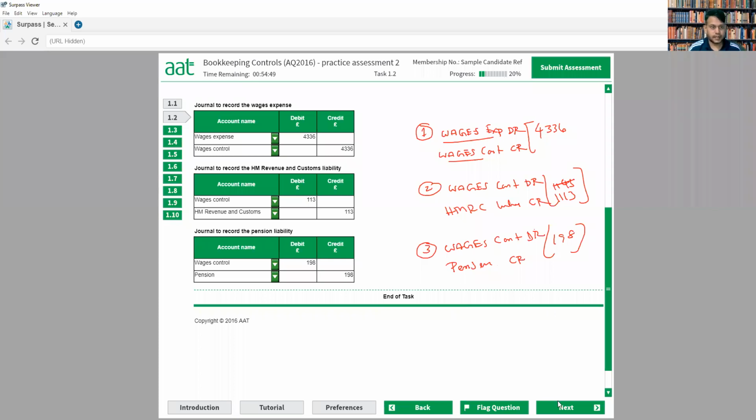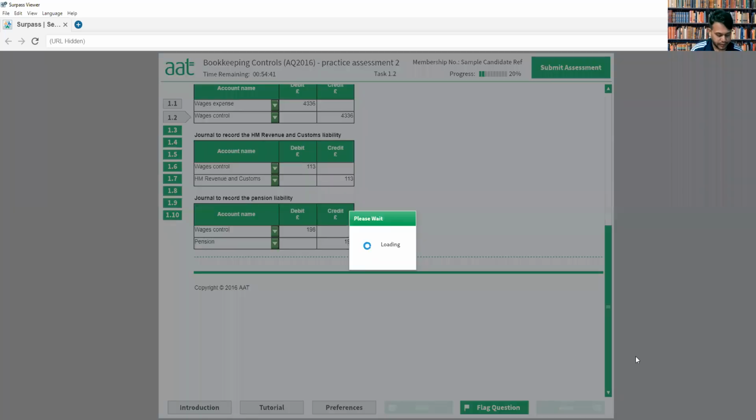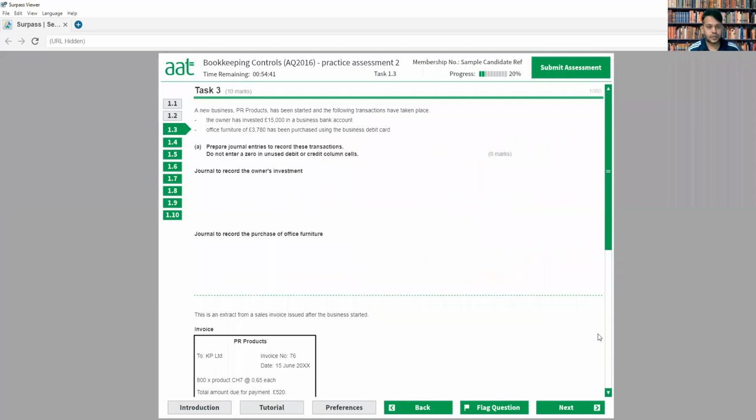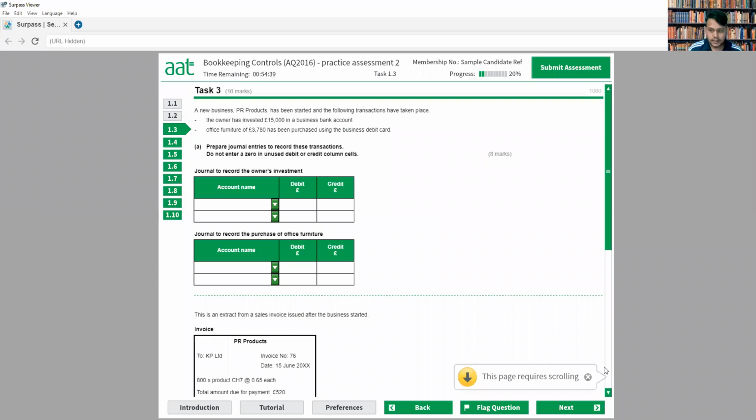So let's move to the next question, question number 3. All right, the question number 3 is just a journal. I think it's quite simple. All of us, you know how to do the debit and credit. If you don't know how to do it, I have a few more videos on the debit and credit. So watch that. It will help you to understand how to identify what is debit and what is credit.